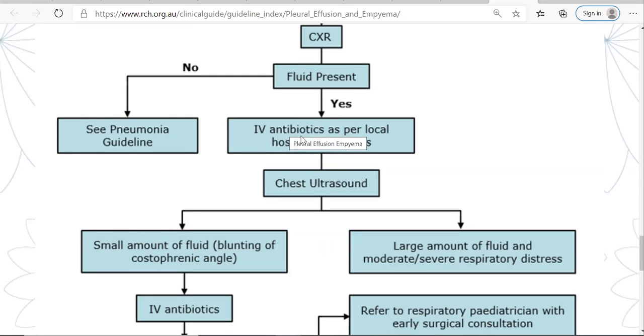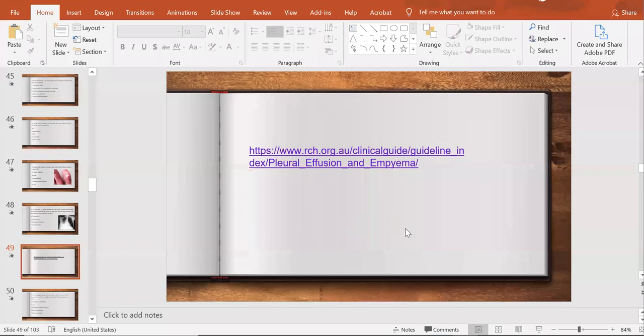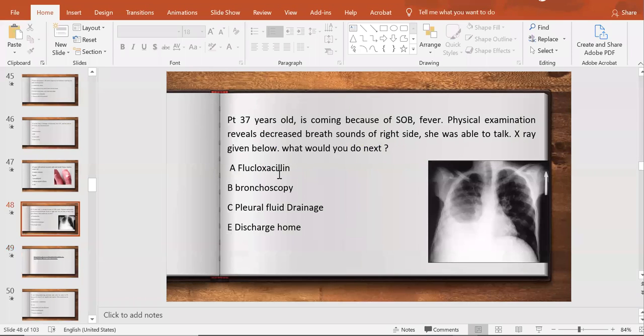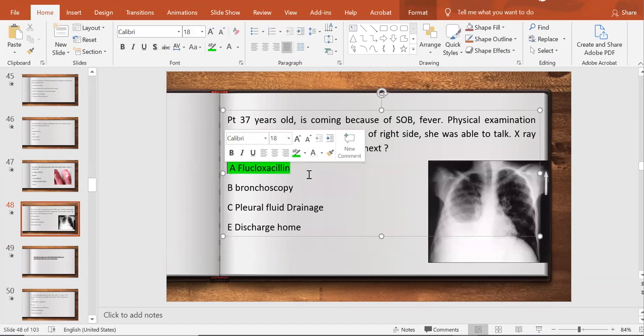But before you start IV antibiotic, always take a blood culture because it will help you to find out the organism. After taking the blood culture, then you start with IV antibiotics. And especially, we will start with ceftriaxone or fluclox and also azithro. But the best option is ceftriaxone. But here, ceftriaxone is not in the option. We will choose fluclox. Clear?